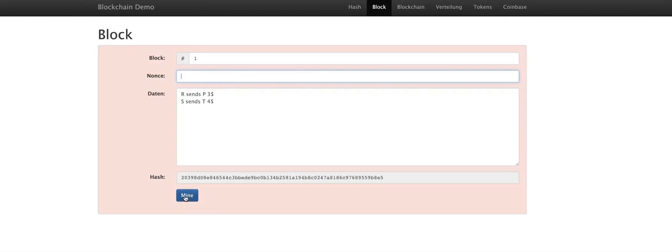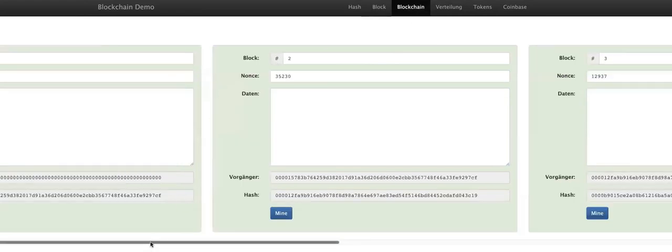But if we let a computer mine it for us, it will run through all the possibilities that we've just tried to find manually by typing random numbers into the nonce. It will do it for us. So right now we have found a hash with 4 leading zeros, and the corresponding nonce is 11,295. With this mining, now our transactions are included in the block. Now let's move on to the blockchain.